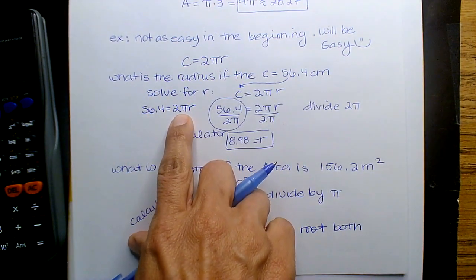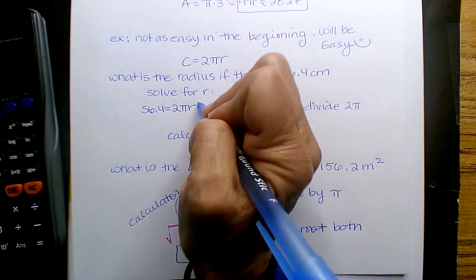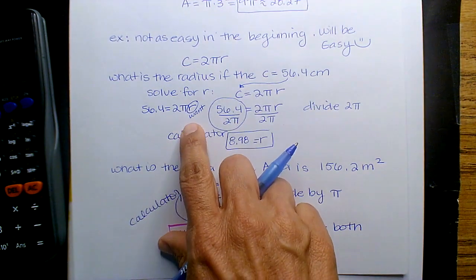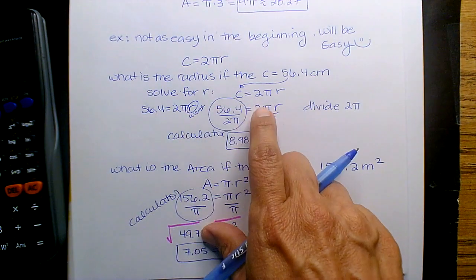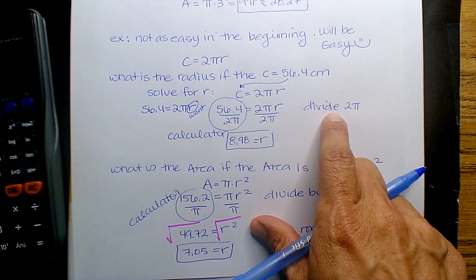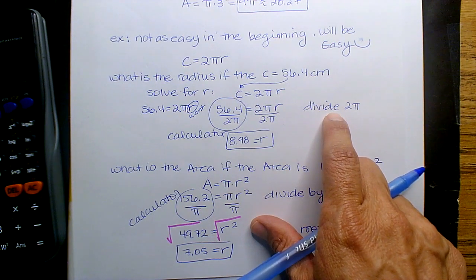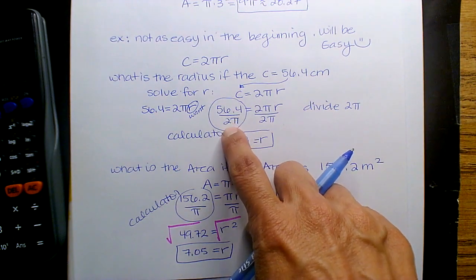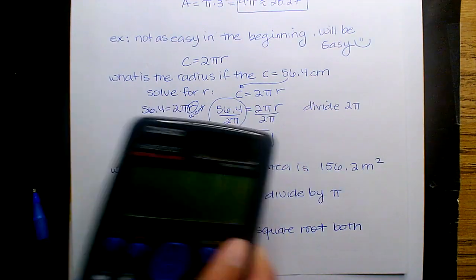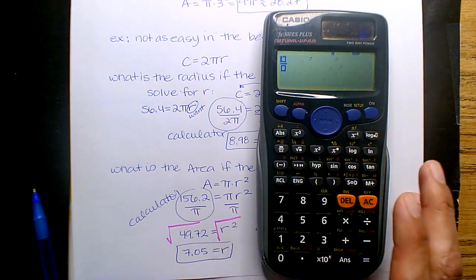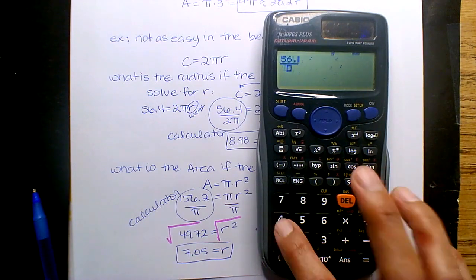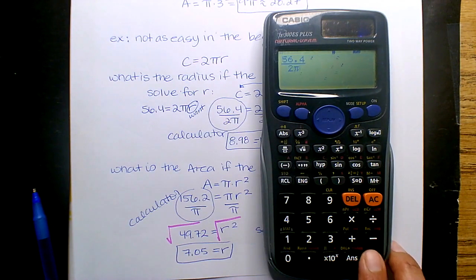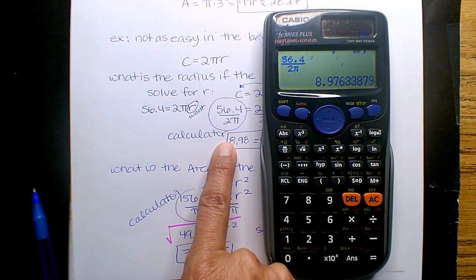Now this is the radius I want to solve for. This is my goal. So now what do I do? Take that 2 pi and divide 2 pi left and right of the equal sign, right? So divide by 2 pi, divide by 2 pi. Grab a calculator, and it's up to you, I'll do it 2 ways. 56.4, and then in the denominator 2 pi, and there's my answer, 8.98.